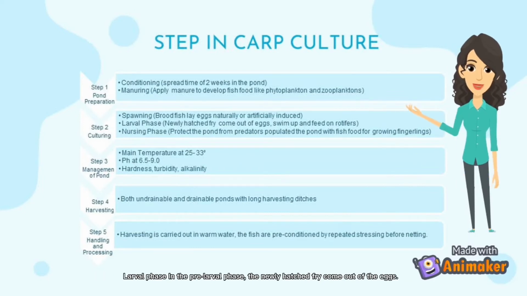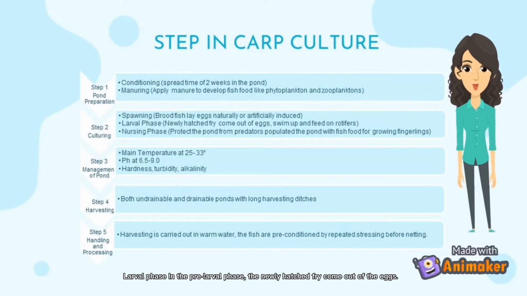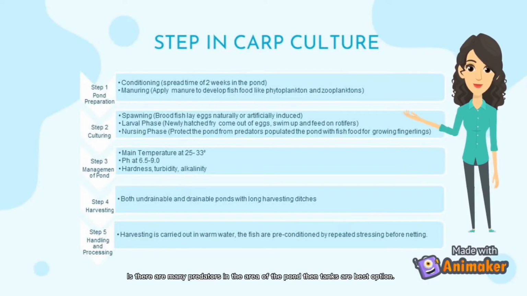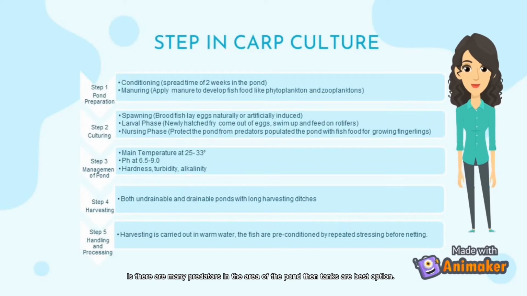Larval phase. In the pre-larval phase, the newly hatched fry come out of the egg. Nursing phase. Carp can generally be nursed both in ponds and in specially constructed tanks. There are many predators in the area of the pond, so tanks are the best option.